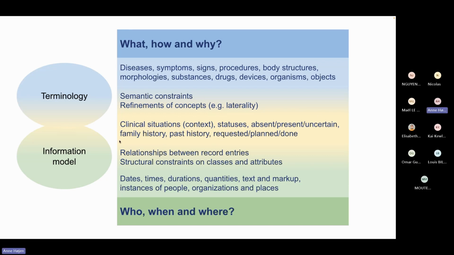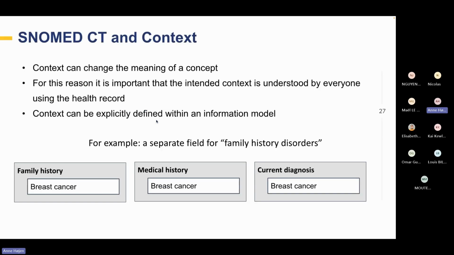So there is this yellow area where it becomes a bit tricky, and we get many questions in the implementation team about how to deal with that. So let me give you an example of this. If you have a concept such as breast cancer, we looked at that before in the data analytics example. So imagine that you record the concept breast cancer in a user interface for family history. In the user interface you can imagine the heading saying, enter the family history disorders, and you would enter breast cancer there.